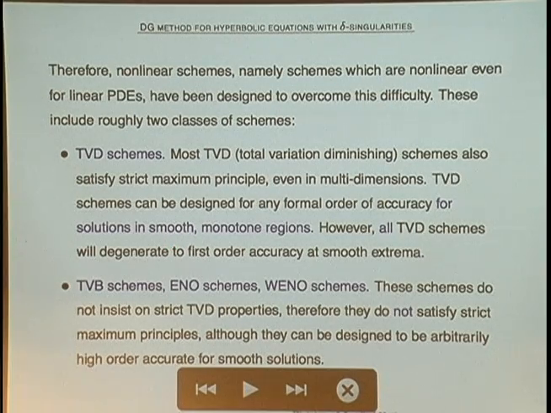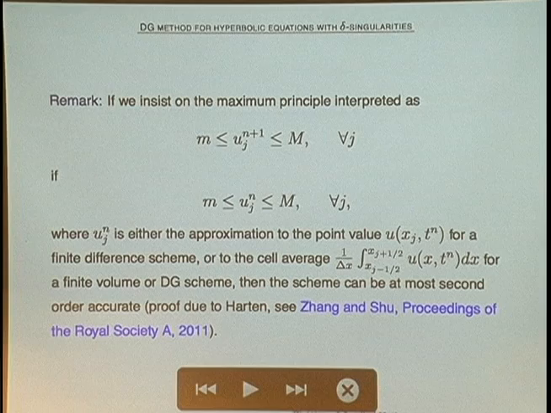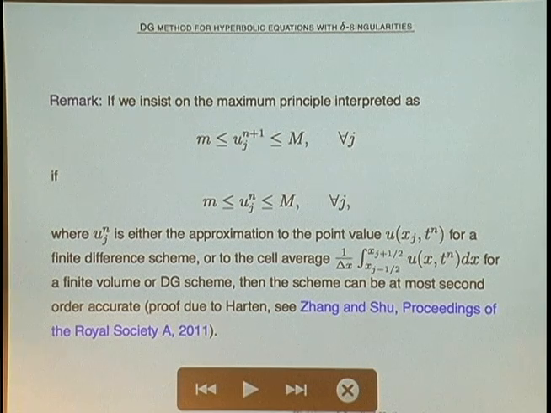They are high-order accurate in smooth monotone regions, like a sine function. Between the two extremes, it is high-order. But near the highest point and near the lowest point, the scheme degenerates to first-order accuracy. So you would have all these difficulties. So the idea is now we would want to have a maximum principle satisfying scheme which is truly high-order accurate, even at the extreme. It is possible.